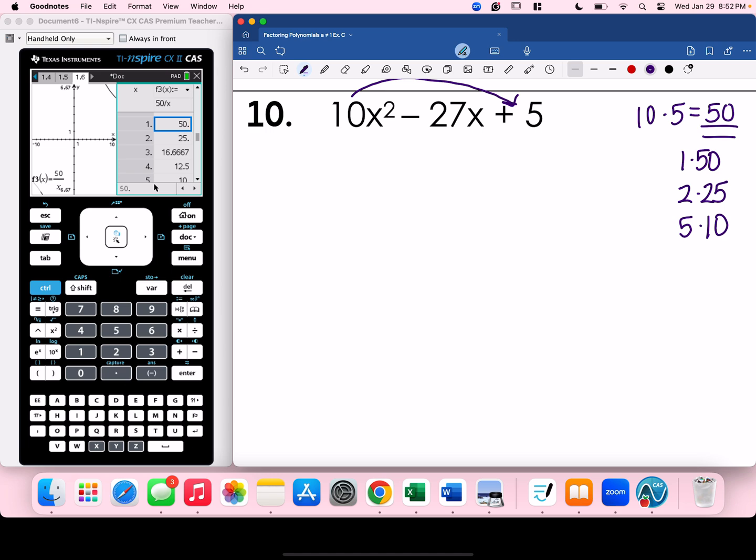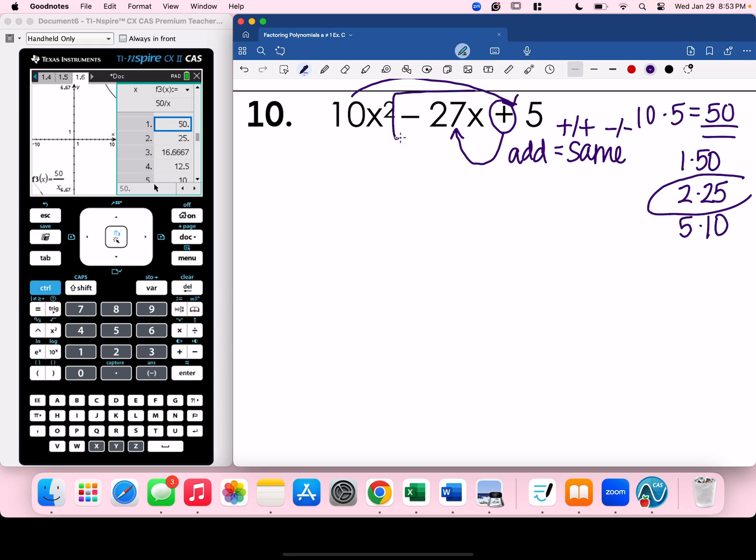So now that I have my factor pairs listed, I want to go ahead and pay attention to the sign in front of C. Since it is positive, this means I'm looking for the 2 factors that add to give me 27, which are going to be 2 and 25. Now remember, because you are adding, this also means that your signs are the same. So they're either both positive or they are both negative.